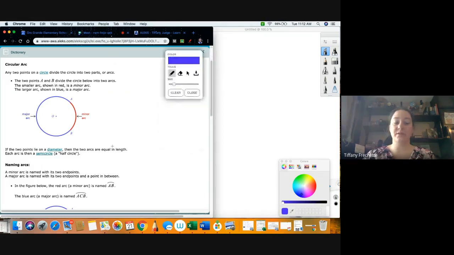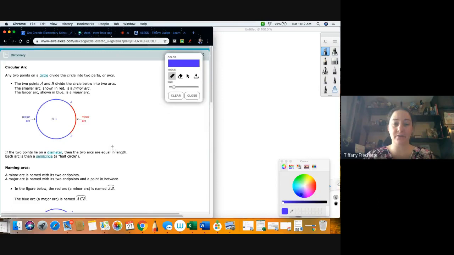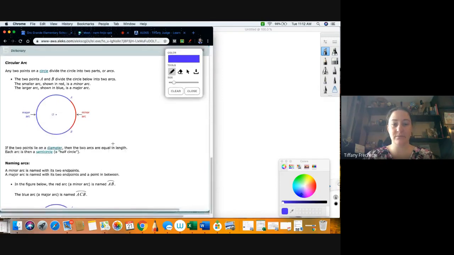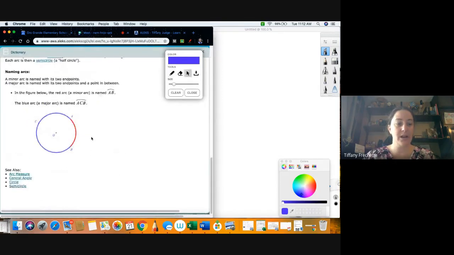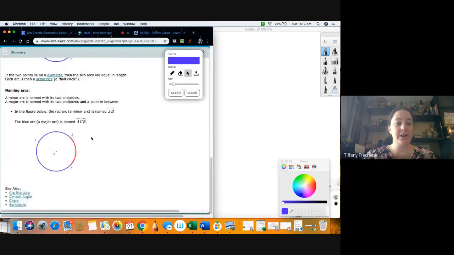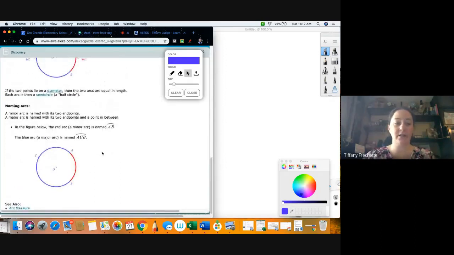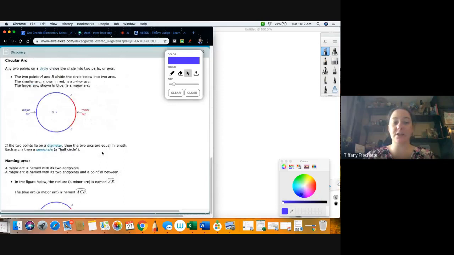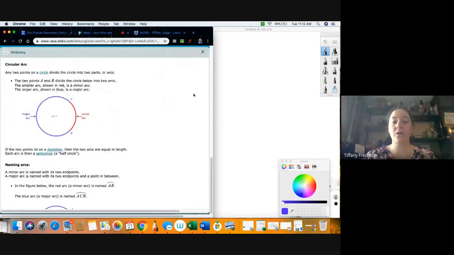So that's just what they're calling major and minor arcs. If I scroll down here, let me see the rest of the definition. There we go. It doesn't really give you any more information down here. There is not necessarily a measurement that goes with major and minor arc. All it has to do with is the small arc and the large arc. Think of it that way.